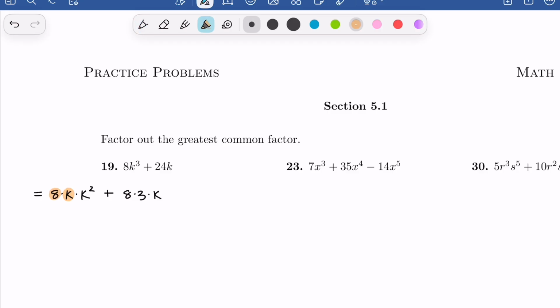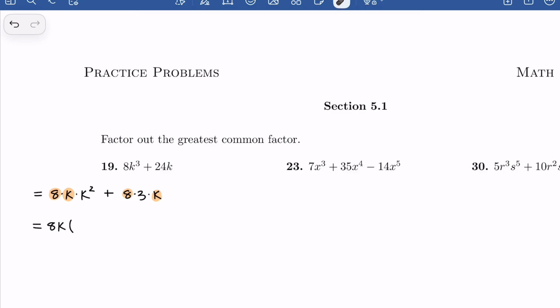Our first term has an 8 and a k, and our second term has an 8 and a k. So the greatest common factor in this case would be 8k. And that's exactly what we're going to pull out from each term. So we're going to write this by putting that greatest common factor on the outside of our parentheses, and we're going to write inside of our parentheses whatever's left over when we pull out this greatest common factor.